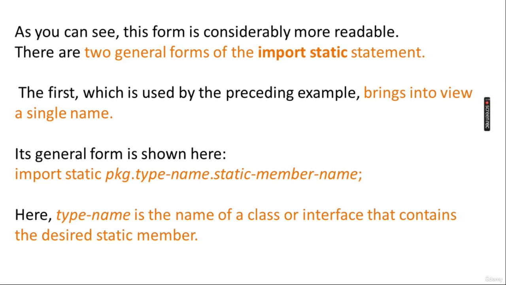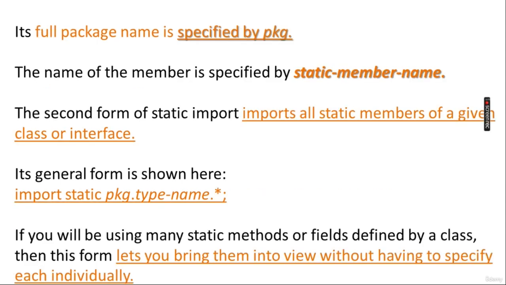There are two general forms of import static. The first, which is used by the preceding example, is import static package.typename.static-member-name. Here typename is the name of the class or interface that contains the desired static member. The full package name is specified by package. The name of the member is specified by static-member-name.